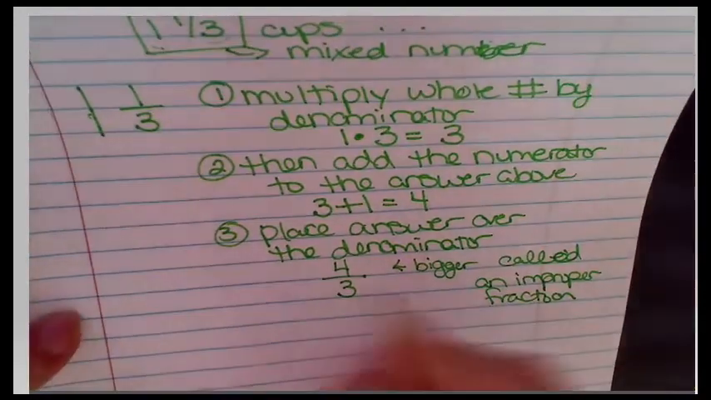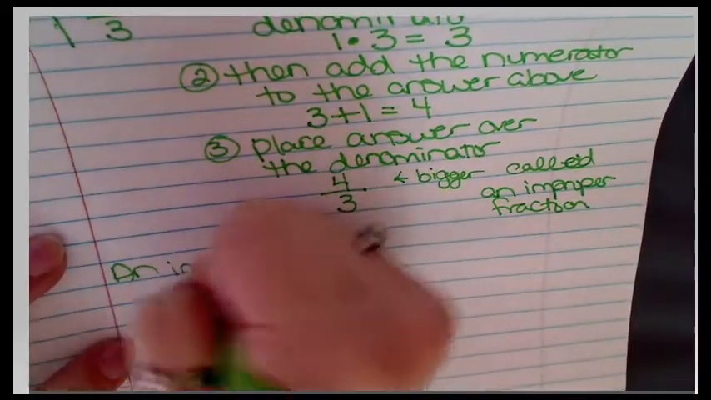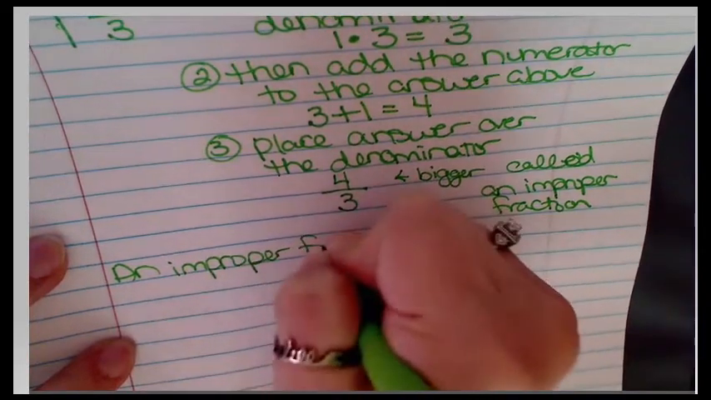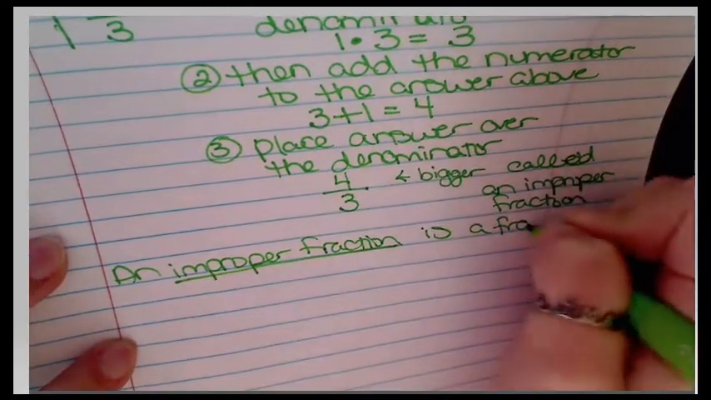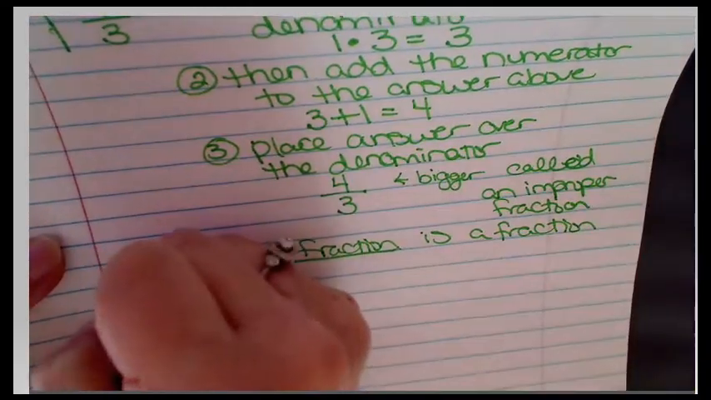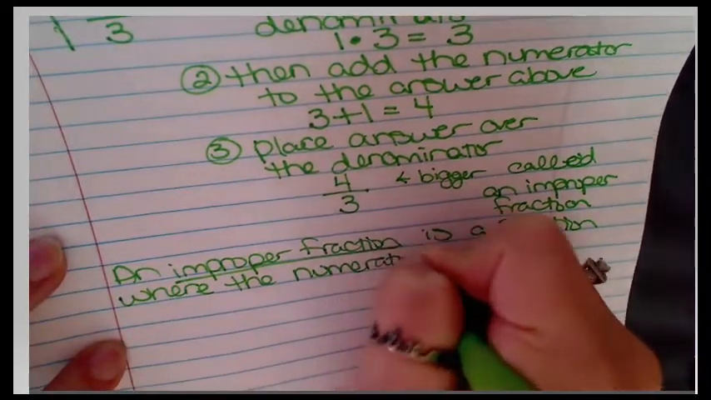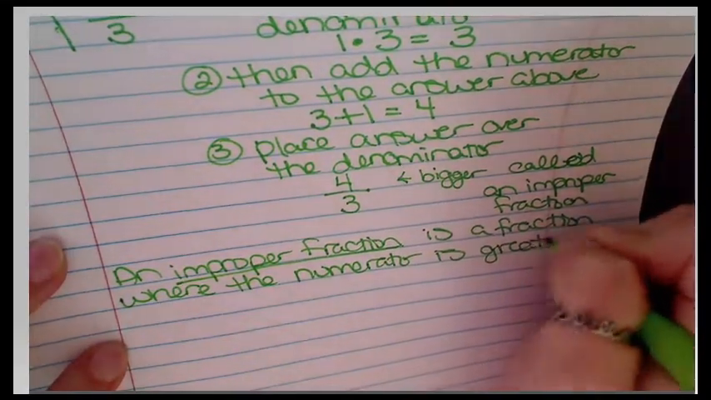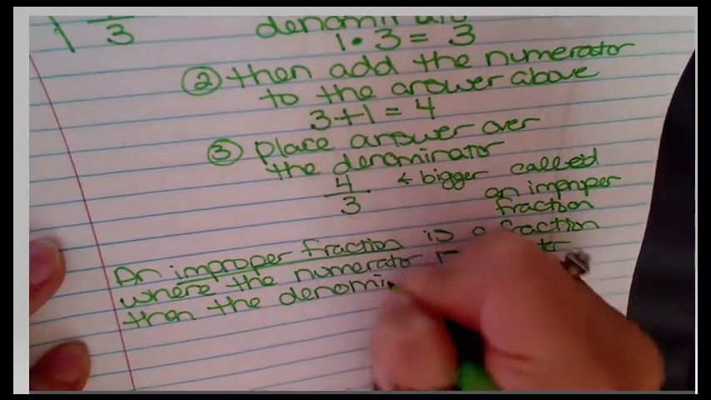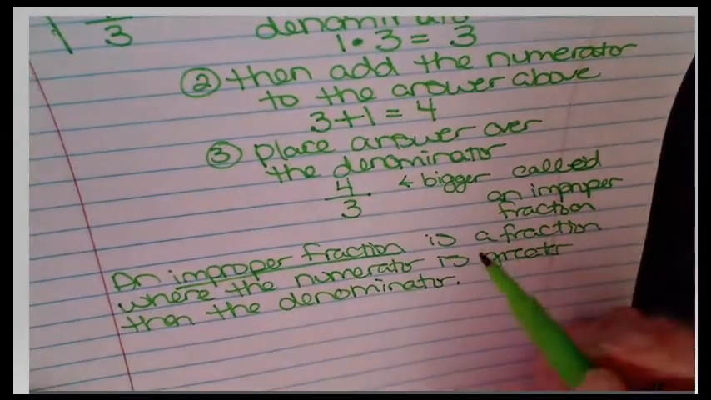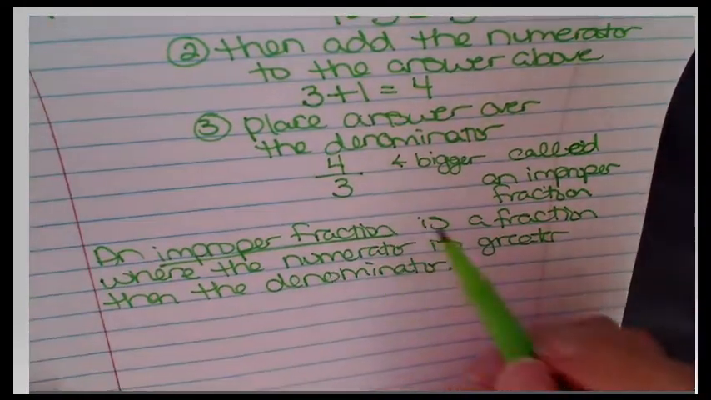So let me write out the definition of an improper fraction for you. An improper fraction is a fraction where the numerator is greater than the denominator. So some of your problems will ask you to put it in improper fraction form, which will look like this, where the top number is bigger than the bottom.